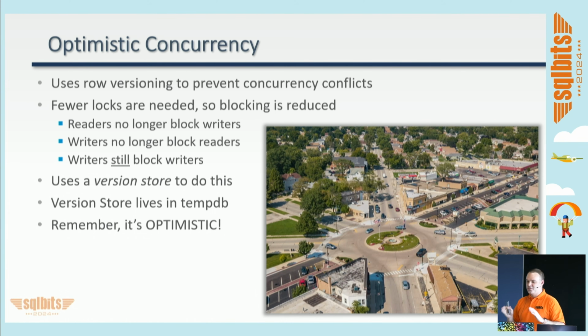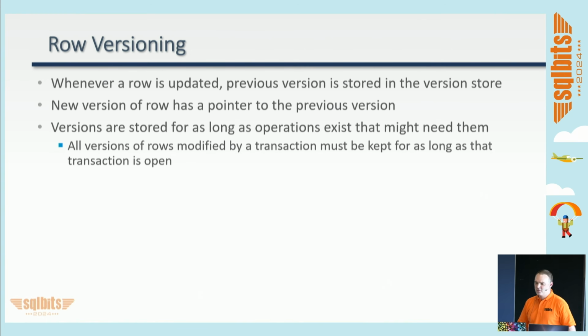So in order to do this, we're going to use what's called the version store to keep track of all the different versions of the rows that may or may not be in play. And of course, the version store lives in tempdb. So the way row versioning works is whenever a row is updated, a previous version of that row is stored in the version store, and there's a pointer to it. So it's kind of like a singly linked list, if you're familiar with CS data structures. These versions are maintained for as long as an operation exists that might need them. So any version of rows modified by a transaction must be kept for as long as that transaction is open.